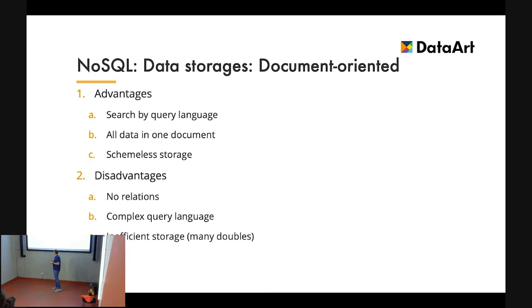Document-oriented storages don't have relations because all data is in one document. The query language is rather complex because mostly it is a tree-like structure. And again, it is inefficient storage because of many duplicates.